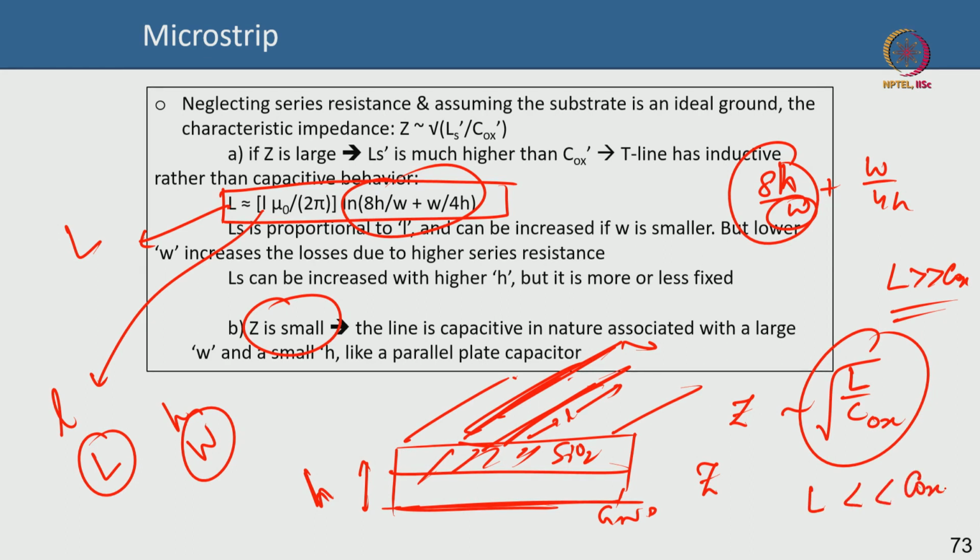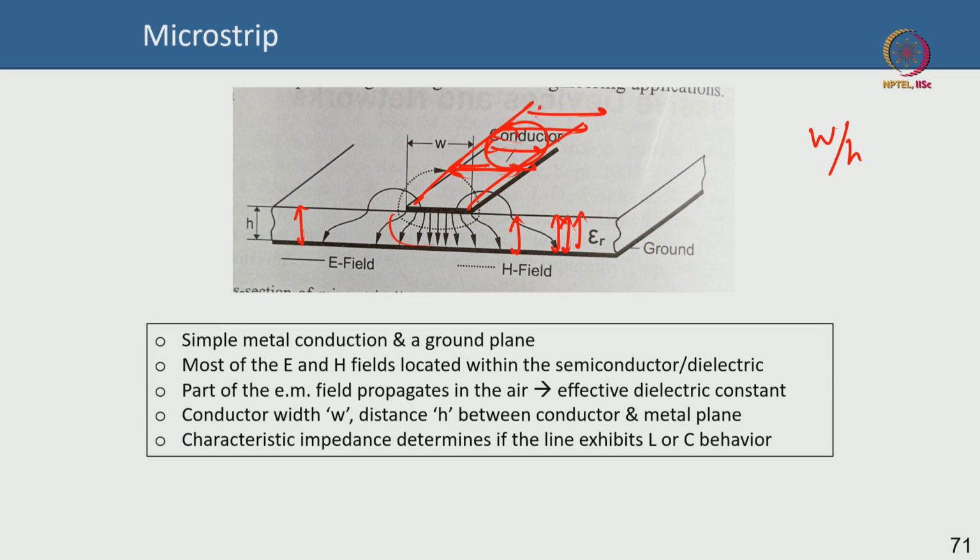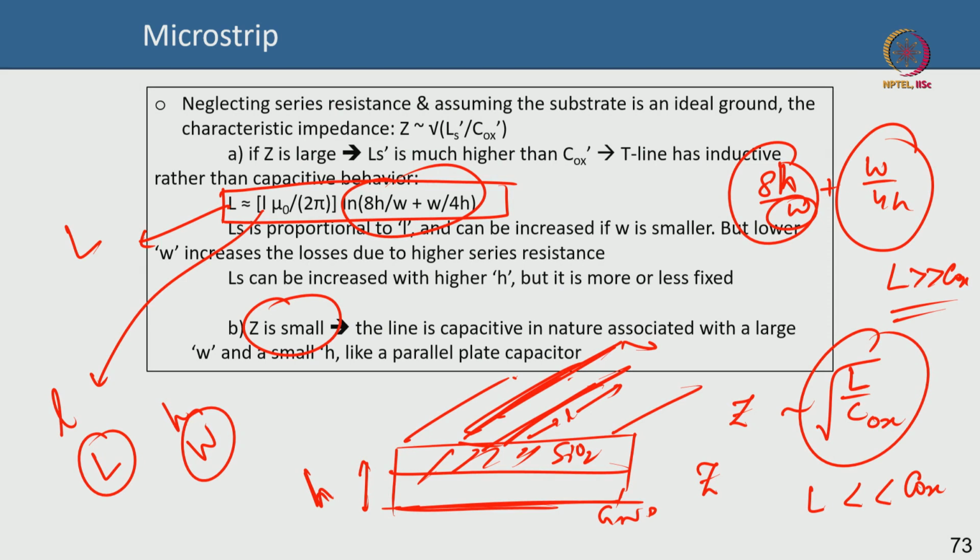If your characteristic impedance is very low, that means your L is much lower than COX, which means your transmission line is predominantly capacitive in nature. For that you can increase this factor, which is essentially you are going to increase W and reduce H. If you look at this figure, if you increase the W very much and reduce the H, it's like a parallel plate capacitor, because the bottom ground plane is the global ground plane. If you increase the top conductor very much and you reduce the thickness, you are going to get a purely capacitive behavior with a very large capacitance and a low inductance, and that gives rise to a very low characteristic impedance of the line.